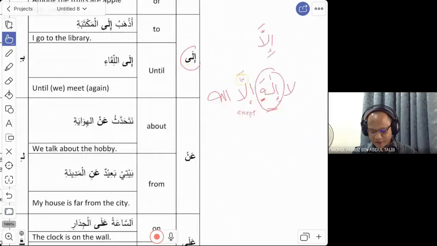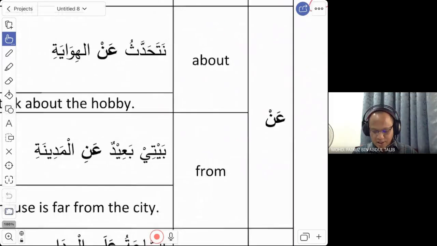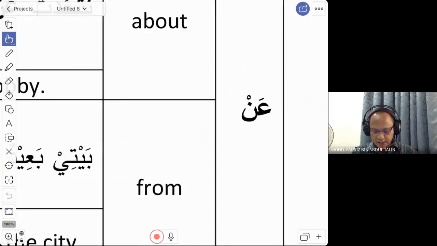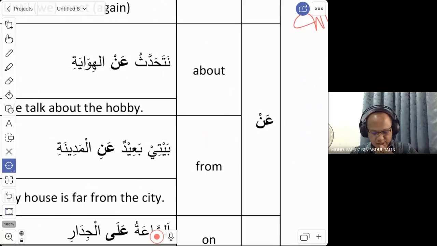Okay. Now we go to the third word. The third word is this: an. Ain, nun, an. So what is an? There are a few meanings for the word an, but the most popular meanings are these. The first one is about. So I'm talking about so and so. So that is the word an.